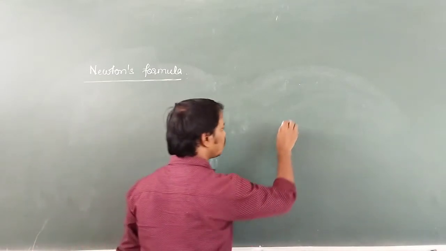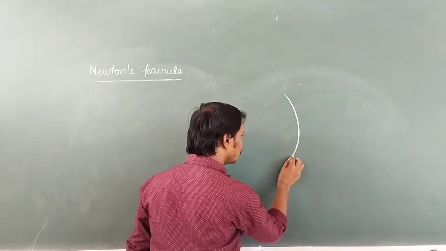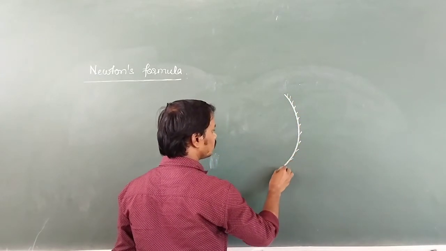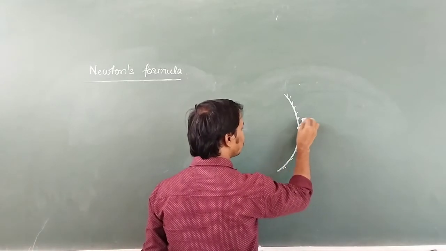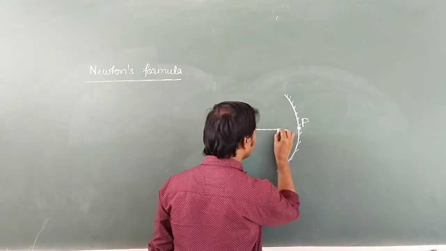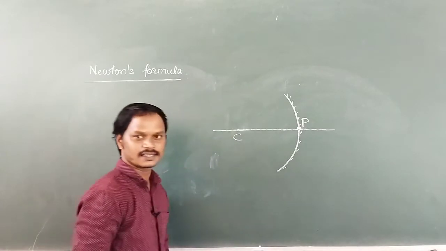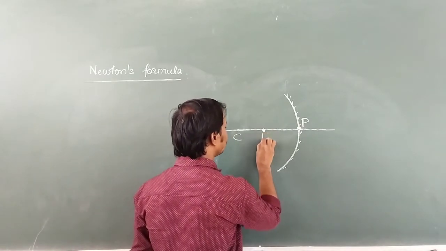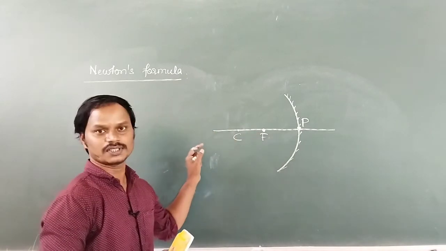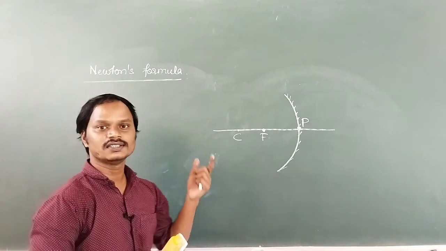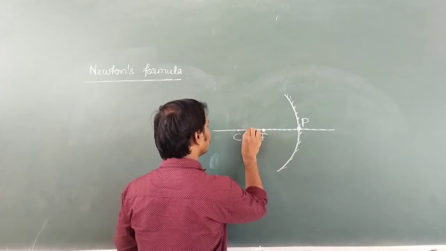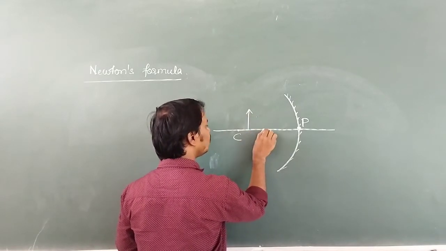So consider a spherical mirror. Let us take a concave mirror. The pole of the concave mirror can be represented by P, the center of curvature is C. The line passing through the center of curvature and pole is called the principal axis, and this is the focus. In case of Newton's formula, we are going to take the distance of the object from the focus. So let us consider the object lies in between C and F.